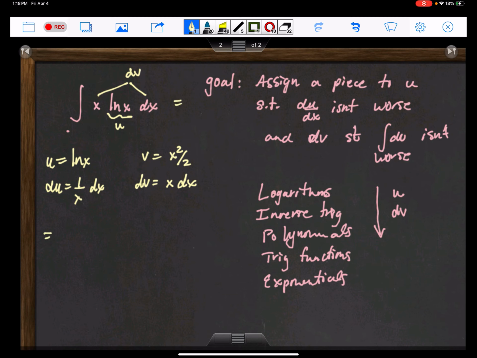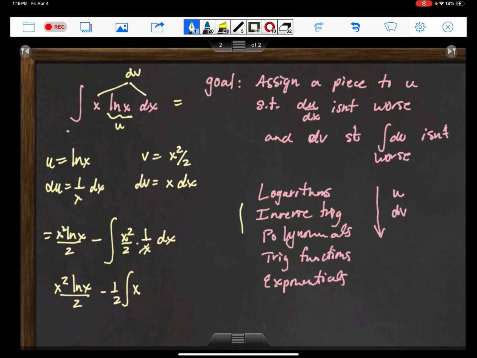So remember, it's u times v, so ln of x times x squared over 2 minus the integral of v, x squared over 2, du, 1 over x dx. Now that simplifies nicely. To pull out my 1/2, that x cancels, and I'm really just integrating x dx. So in the end, that's an easy integral left over for us: ln of x times x squared over 2 minus 1/2 times x squared over 2, and don't forget plus c.